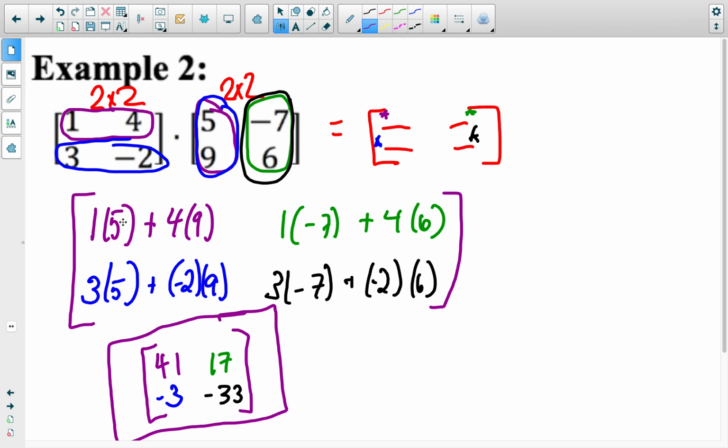So in the setup, we see our new first column is being multiplied by our first column, 5, 9, and our top row is 1, 4, 3, -2. So if you study this, it will start to make sense. It just takes some practice.